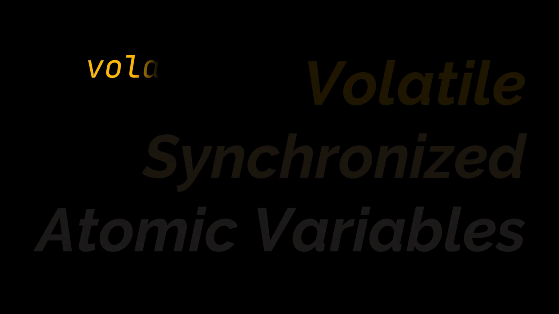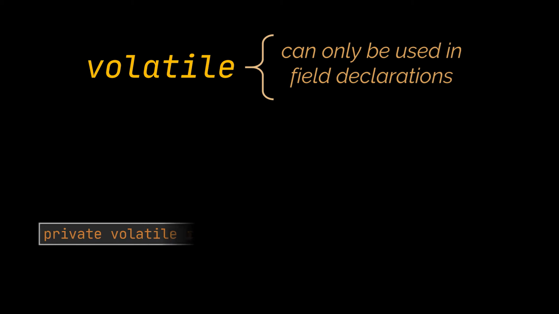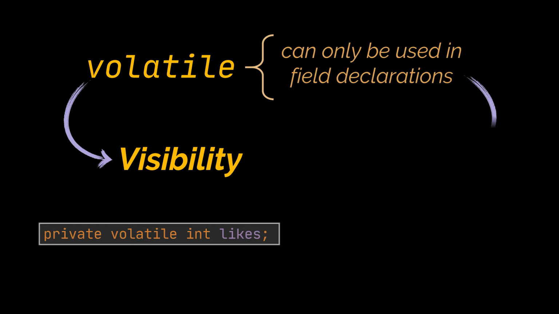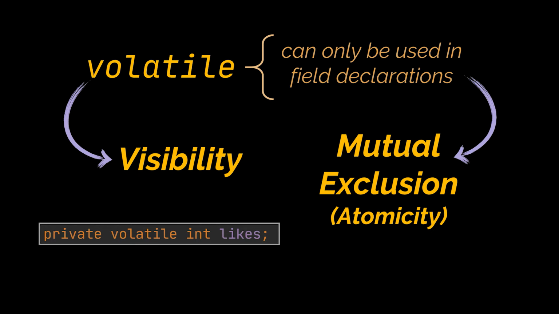First on our list is the volatile keyword. This keyword can only be used in field declarations. So it is important to note that methods, classes, local variables, and parameters cannot be declared as volatile. Now, before actually diving into what this keyword allows us to do with a field, we need to understand two concepts: visibility and mutual exclusion, also known as atomicity.